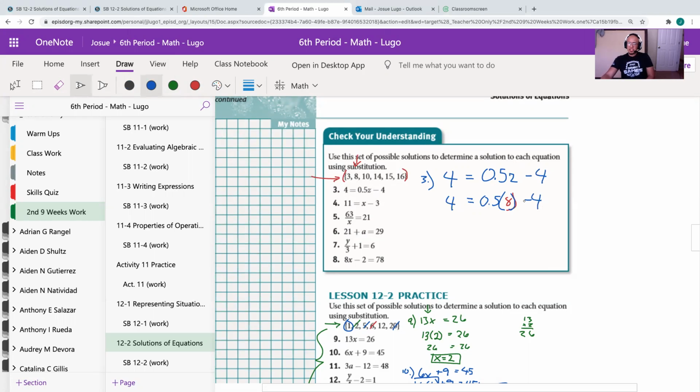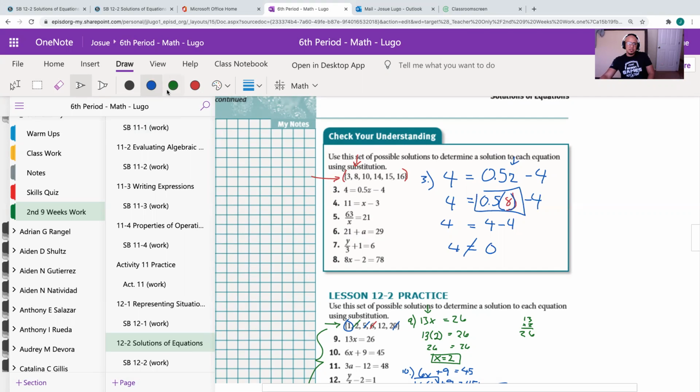Now we have multiplication and subtraction, so I'm going to do the multiplication first. 0.5 times 8 is equal to 4, because 0.5 is half. Half of 8 is 4. So now I have 4 minus 4, and 4 minus 4 is equal to 0. Therefore, these sides are not the same. The left side is 4, the right side is 0. So that means z is not equal to 8, because 8 doesn't give me 4. I'm trying to look at the value of z that would make this whole right side equal to 4.